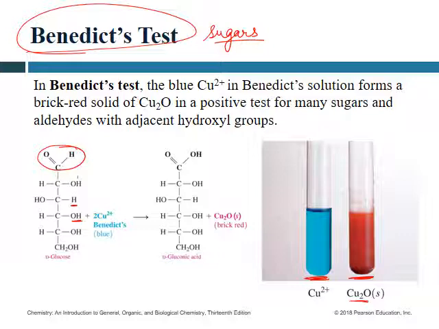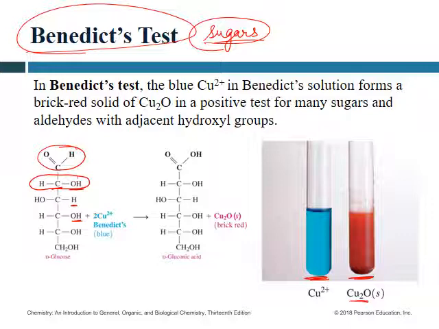The adjacent carbon here has a hydroxy group attached to it. So this will give a positive test for Benedict reagent. So basically sugars like this usually give a positive test for Benedict reagent, and that is why this test can be used to recognize, or detect, the presence of sugars in solution.